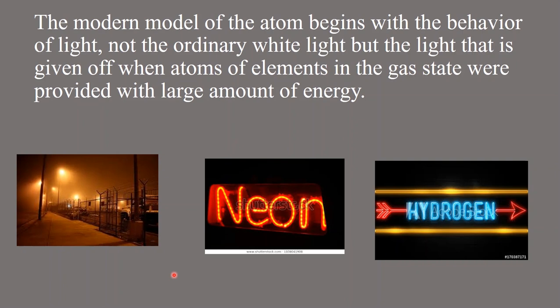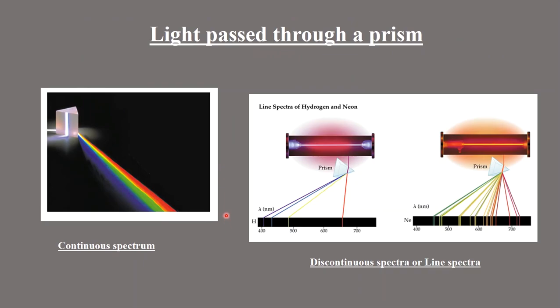You are looking at these types of lights when you read a neon sign. Neon lights are glass-filled tubes with neon gas atoms that give off an orange-red light when supplied with electrical energy. Similarly, bright yellow light is given off by sodium vapor street lamps, and bluish pink light is given off when hydrogen gas is electrified. Physicists passed this light through a prism.